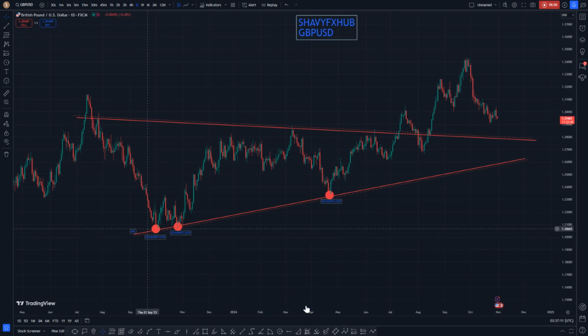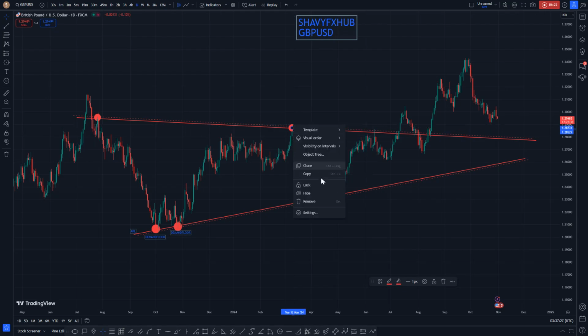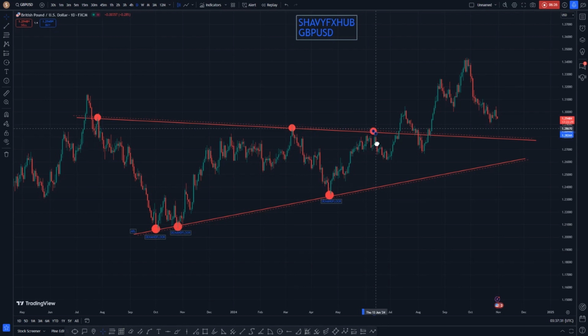So let's look at the structure and see how it affects sellers in the long run. As sellers are pushing the price down, GU buying potential will lie on this roof. A broken roof is a demand floor based on our demand and supply strategy. So we have this structure on radar.